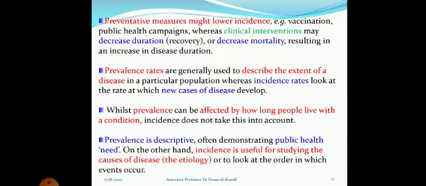Prevalence is descriptive, often demonstrating public health need, as we mentioned. On the other hand, the incidence is useful for studying the causes of the disease, or the etiology of the disease, in order to propose a preventive measure to prevent the occurrence.